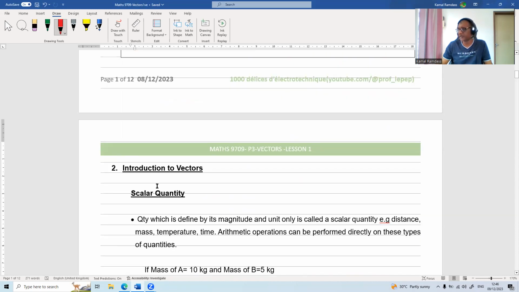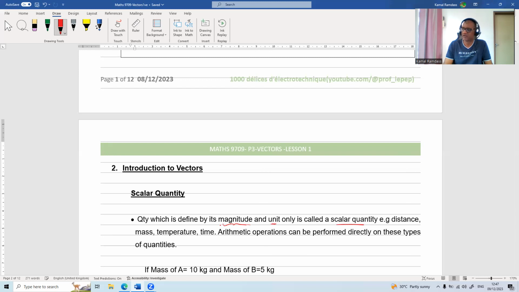OK. Introduction to vectors. Et avant de parler de vectors, nous différencions par rapport à une quantity which we call scalar quantity. A quantity which is defined by its magnitude and unit only. Magnitude, and not only magnitude, nous avons besoin d'une unit, is called a scalar quantity.